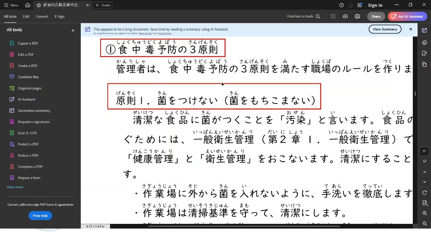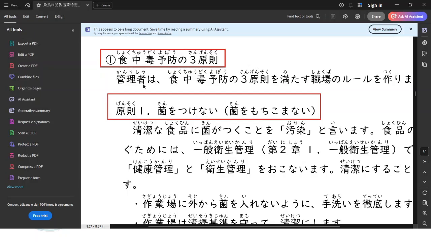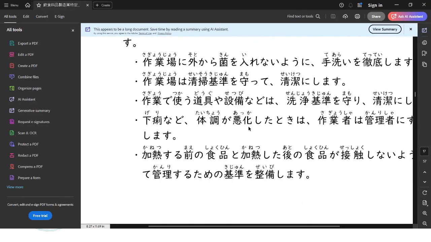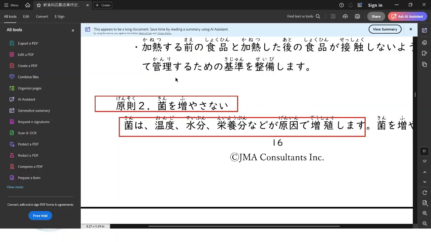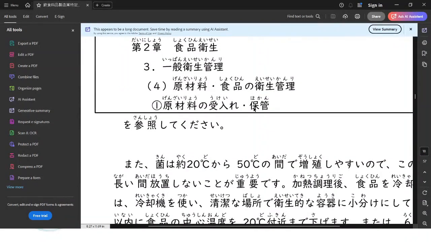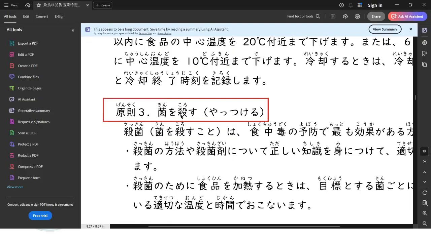So in the book, there are three principles for preventing food poisoning. The first principle is tsukenai, which means do not touch or bring the bacteria from the raw materials into the workplace. The second principle is fuyasanai, do not let bacteria grow. And the last is korosu, killing the bacteria.